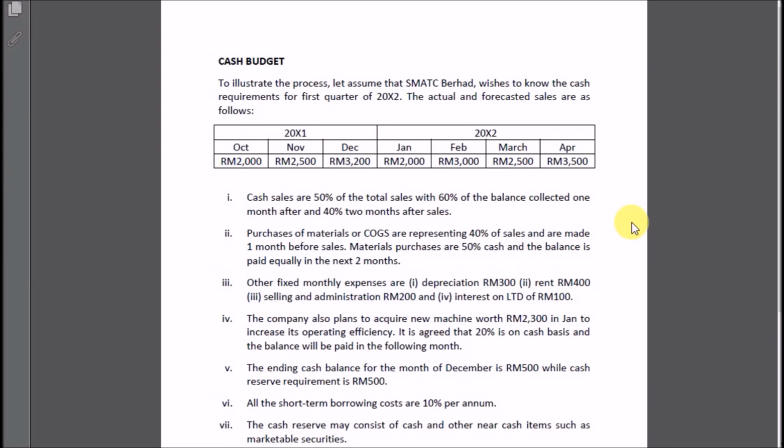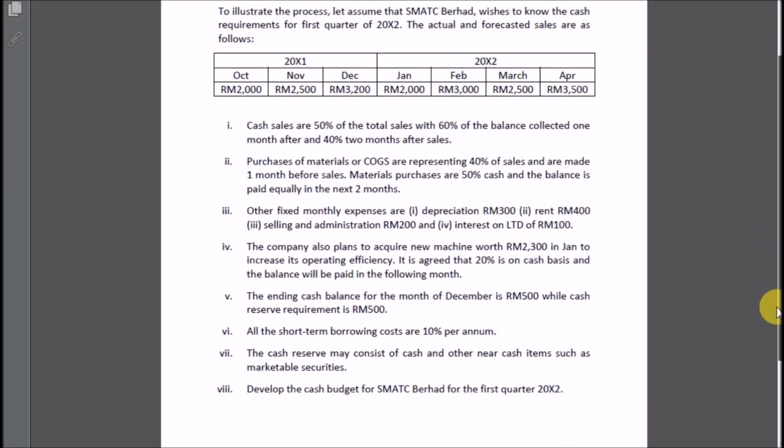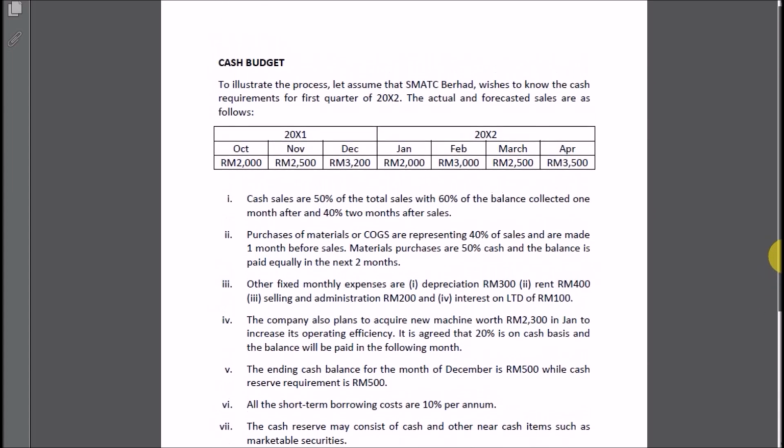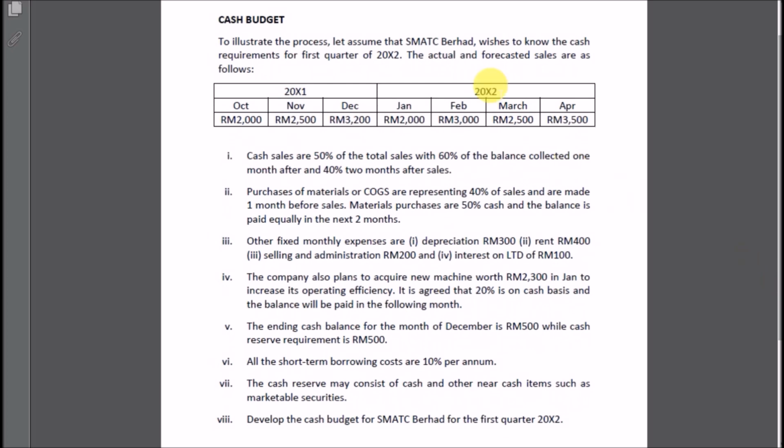Today I'm gonna share with you about cash budget. In cash budget, there are 4 elements, which are sales, purchase, net cash flow, and the last one is reconciliation of cash. The questions that I refer to are from the pilot case, which is Smart Berhad. The questions want to know the cash requirements for the first quarter of 20x2.